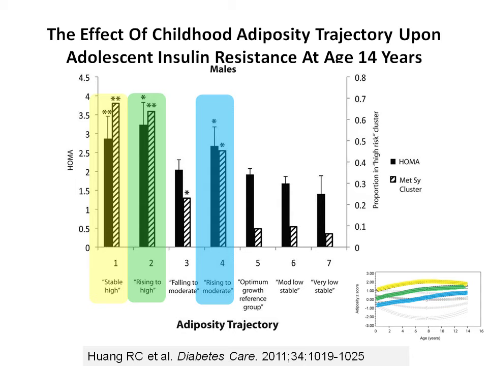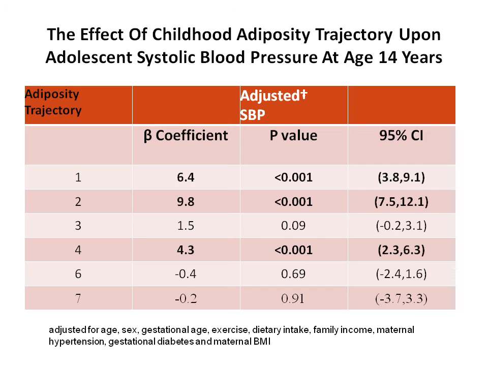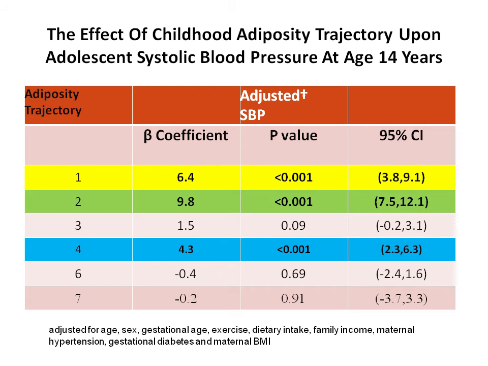This was a similar picture seen for systolic blood pressure, where you can see on multivariate analysis that the beta coefficient was between 4 to 10 millimetres for the same three trajectories. To put this in context, this level of change in blood pressure is associated in adults with a change in 1/3 of stroke risk, so certainly is clinically significant at 14 years of age.